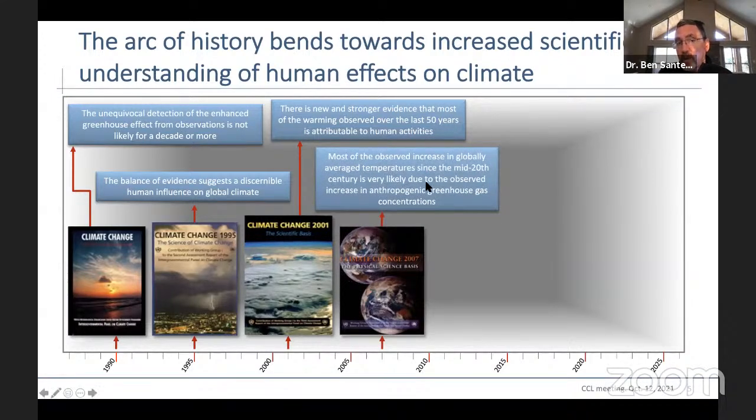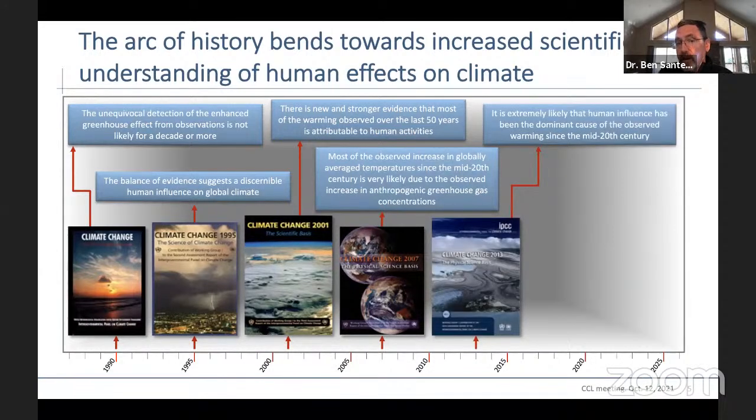The fourth assessment report went one step further still in 2007 and used this likelihood language, that it was very likely that most of the warming since the mid-20th century was due to human-caused increases in greenhouse gases, where very likely meant greater than 90% likelihood that the statement was correct. The fifth assessment report in 2013 went one step further still and upped the likelihood language to extremely likely, greater than 95% probability that the statement was correct.